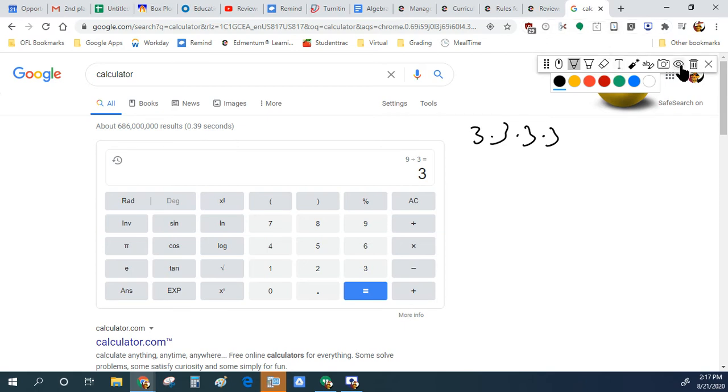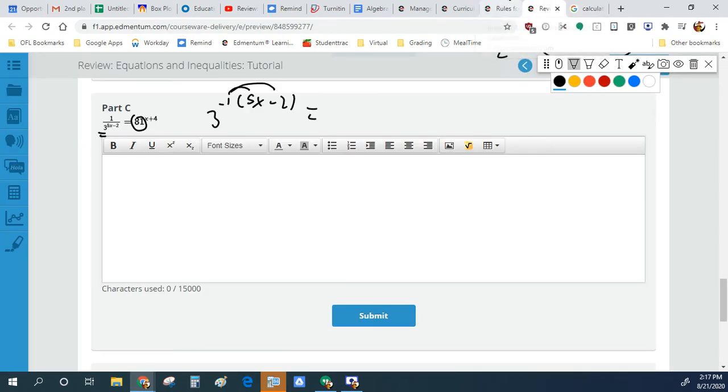Just to test that out, I can do it backwards. Let's see if I do 3 to the third power, just in case I forgot to include that last 3. That would only be 27. But if I do 3 to the fourth power, that's 81. So this is the same thing as 3 to the fourth.